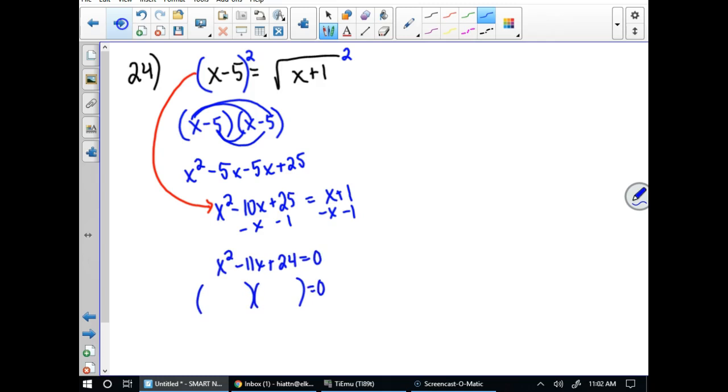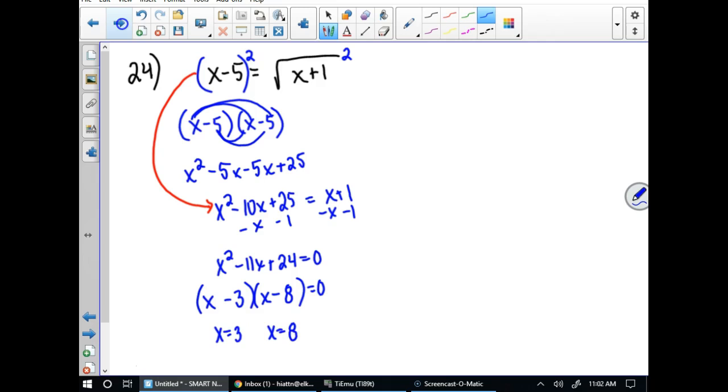Everything on this worksheet is going to factor because they were nice in the answers, or whole numbers. Yeah, I think they're all whole numbers. So how does this factor? x minus 3, x minus 8. So you get x equals 3 and x equals 8 as your answers.